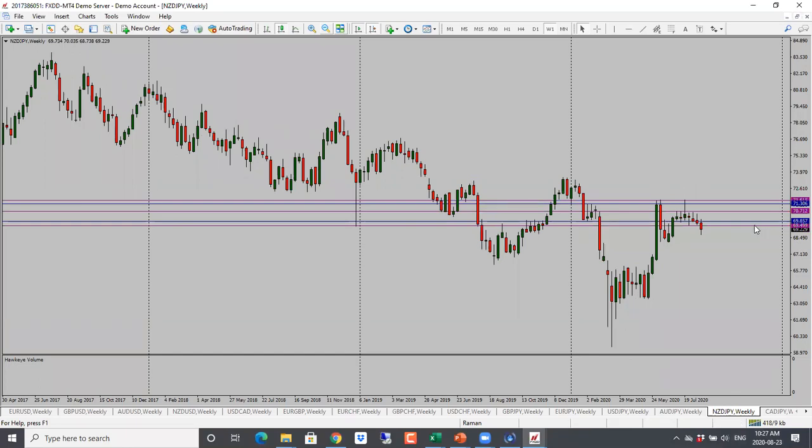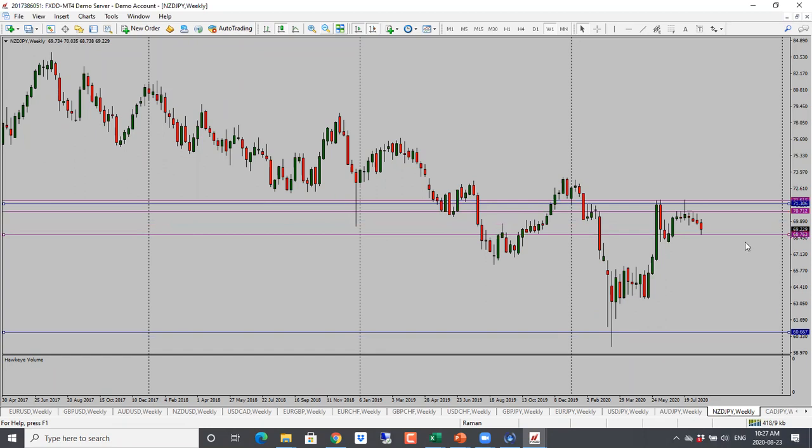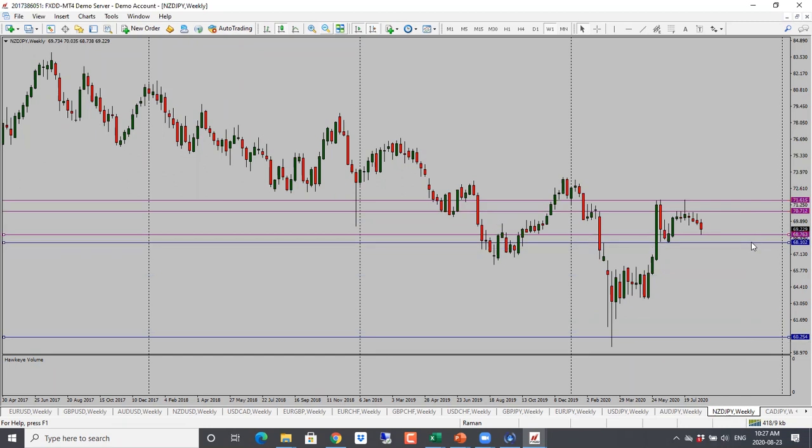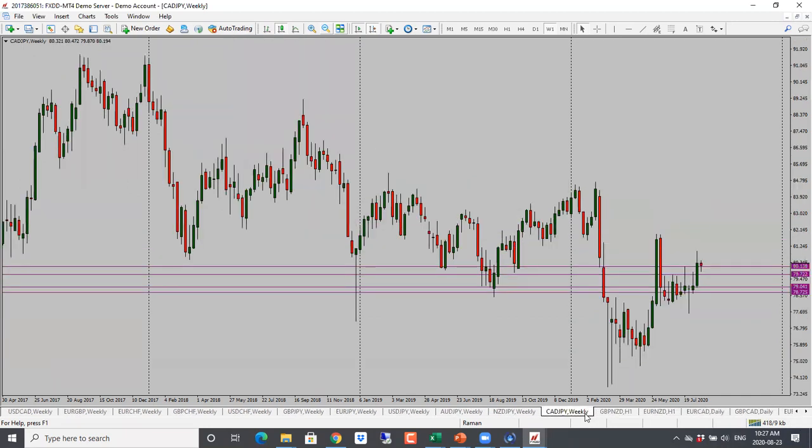And New Zealand yen, this one, as we can see, has been trying to make its way down after it rejected the resistance. It does look bearish still. So next target here is 68.00. So bearish bias for New Zealand yen as well.